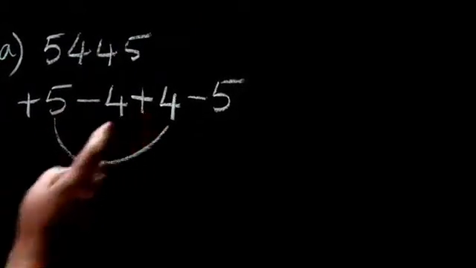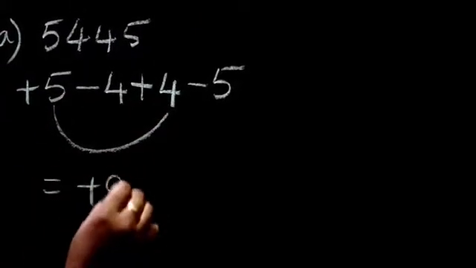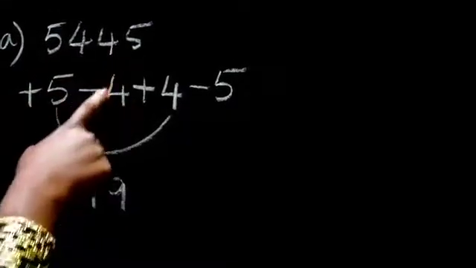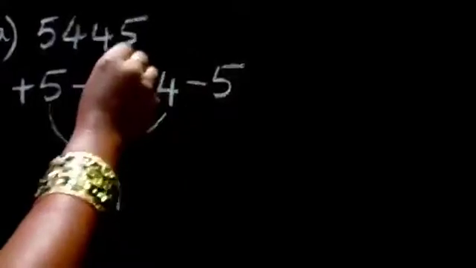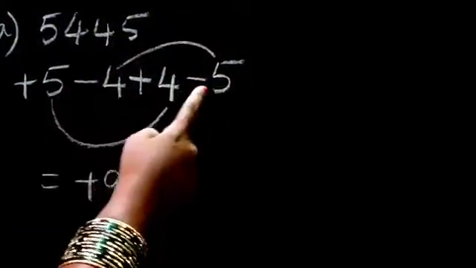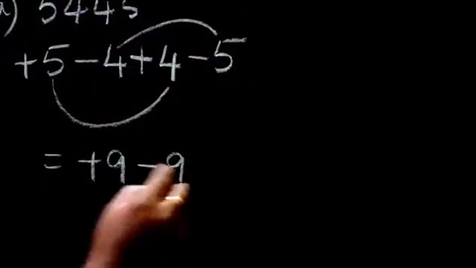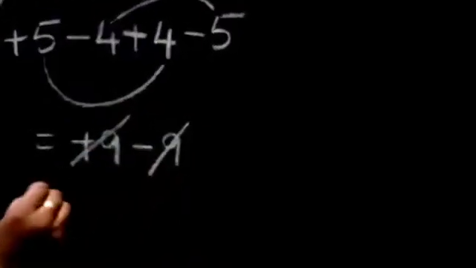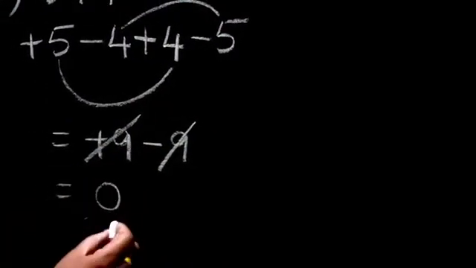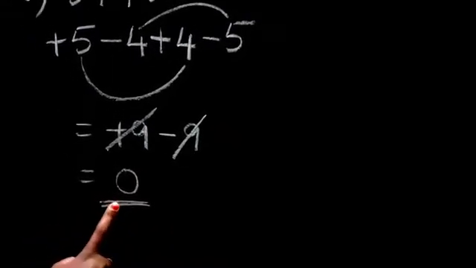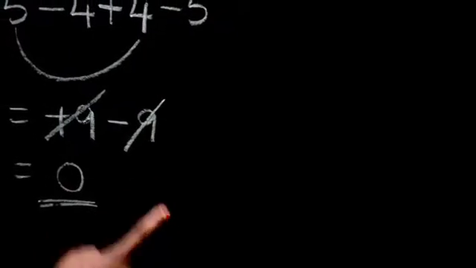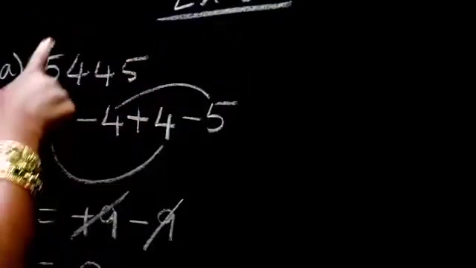5 plus 4 is 9. Then even places: this is second place, this is fourth place. So even places we should add: minus 4 and minus 5 is minus 9. Plus 9 and minus 9 get cancelled. The result will be 0. If the result is 0 or divisible by 11, then this whole number is divisible by 11.